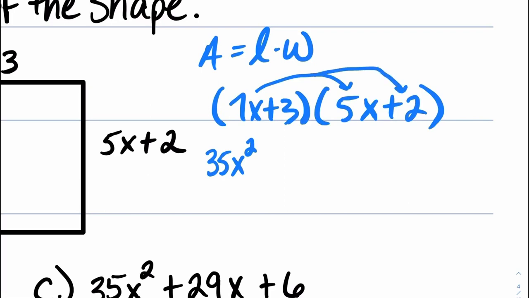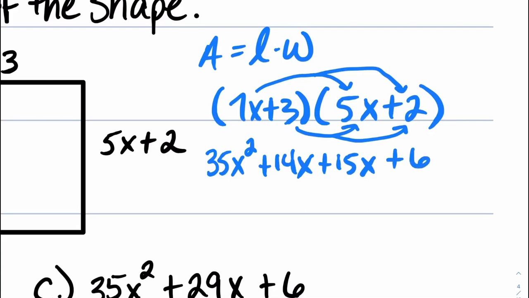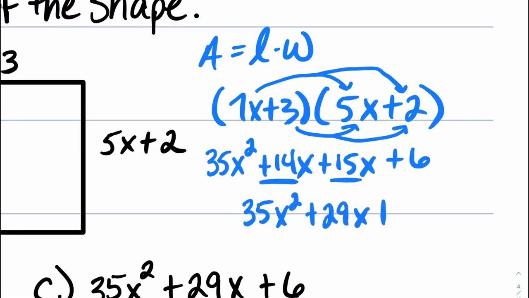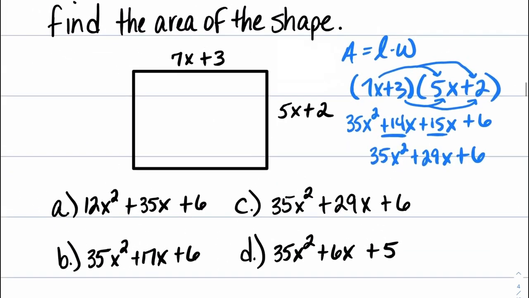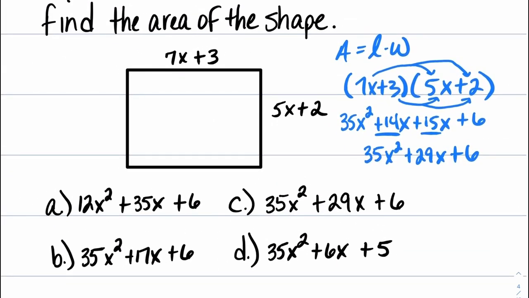7x times 2 is 14x. 3 times 5x is 15x. 3 times 2 is 6. We'll combine our like terms there in the middle to get 35x squared plus 29x plus 6 as the area of this rectangle, which is answer choice C, it appears.